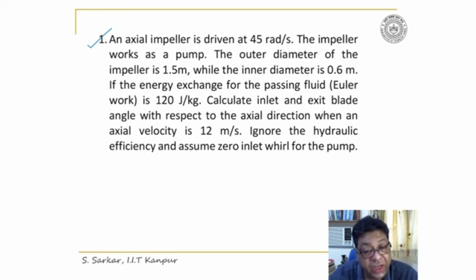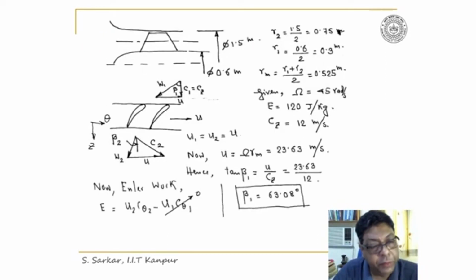If the energy exchange for the passing fluid, that's the Euler work, is 120 joules per kg, calculate the inlet and exit blade angle with respect to the axial direction when the axial velocity is 12 meters per second. Ignore the hydraulic efficiency and assume zero inlet swirl for the pump. Let me solve the problem.